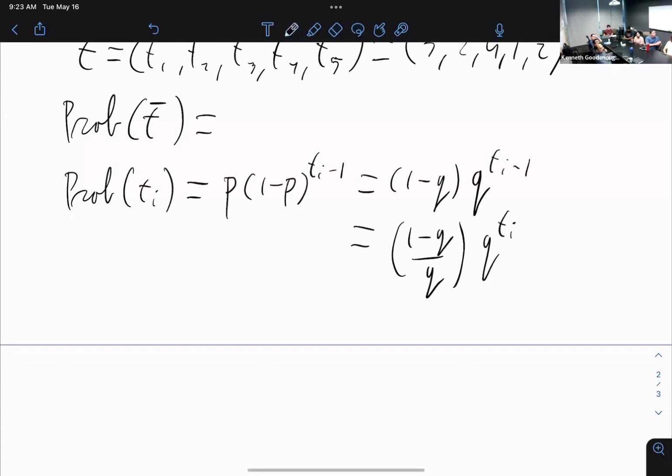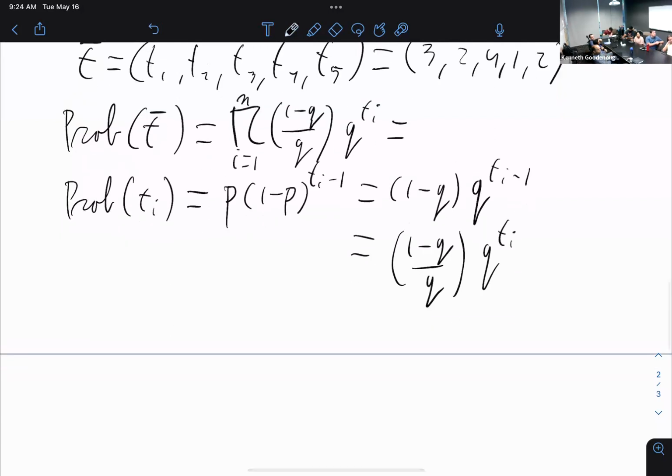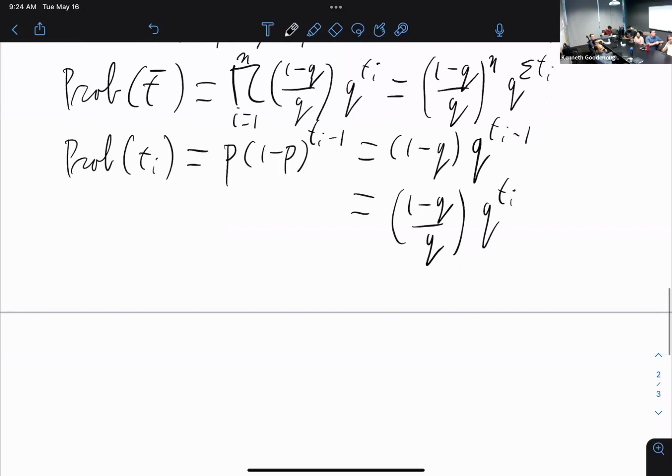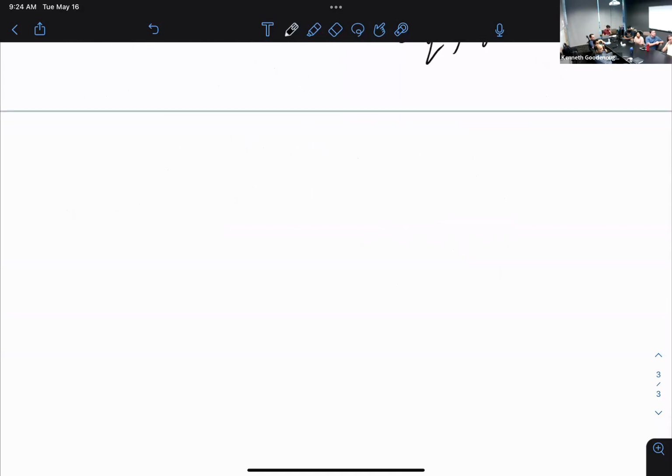So that tells me that the probability of seeing a t vector, well, there's just a bunch of independent geometric distributions. So I should take a product over those. This is just equal to, where I pull out this constant factor. And now since I have a product and I have an exponent here, I can just put it in the exponent. So now Q to the power the sum over all these Ti's. Any questions about this? Okay, this gives us the probability of seeing such a t sequence.